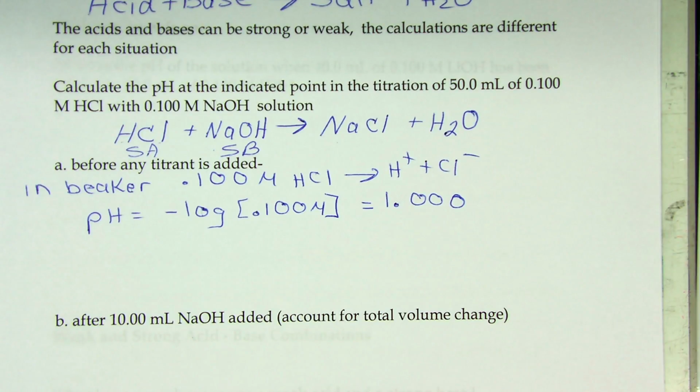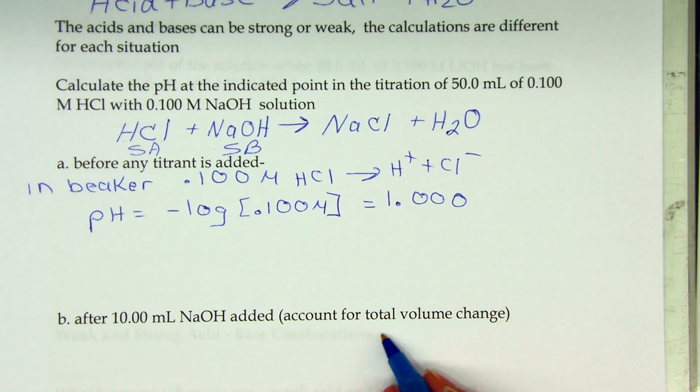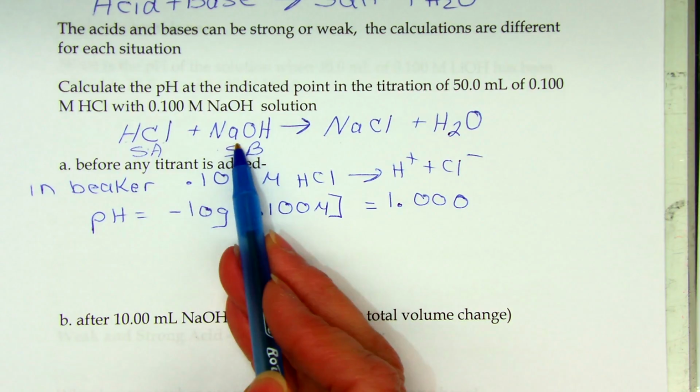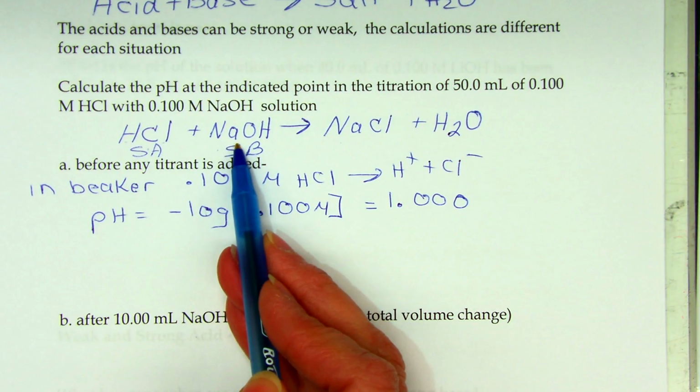So now, what's happening once I start to titrate? We have to account for the total volume change. So, after I add 10 mils of sodium hydroxide, we think about this and we know that 1 HCl reacts with 1 sodium hydroxide.